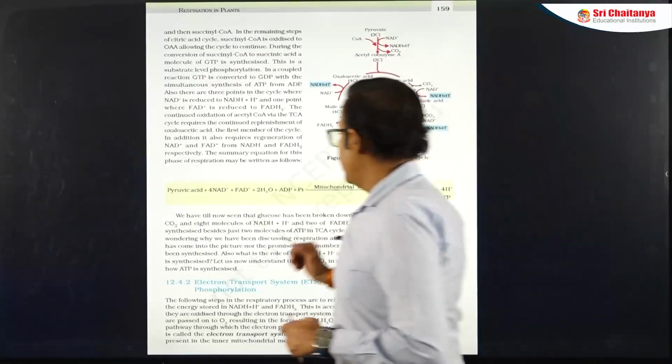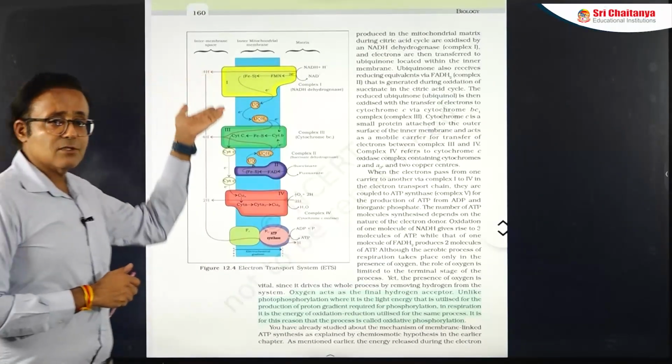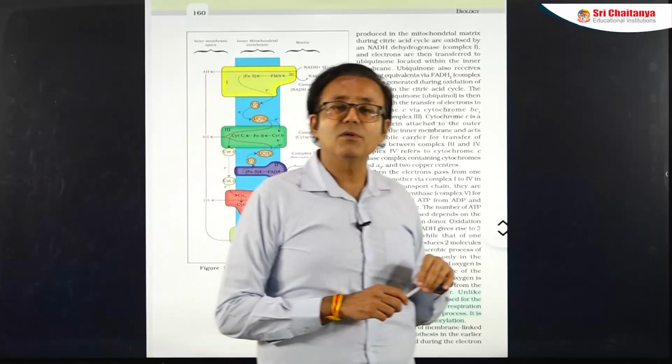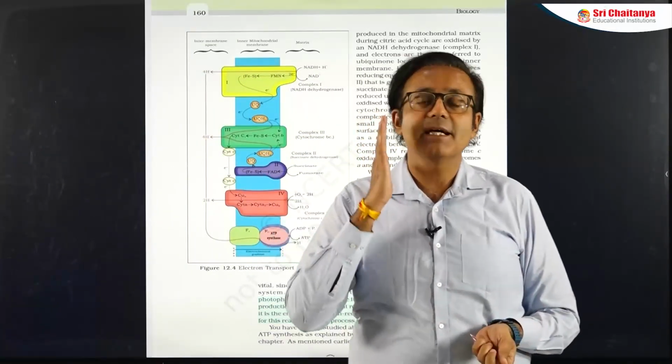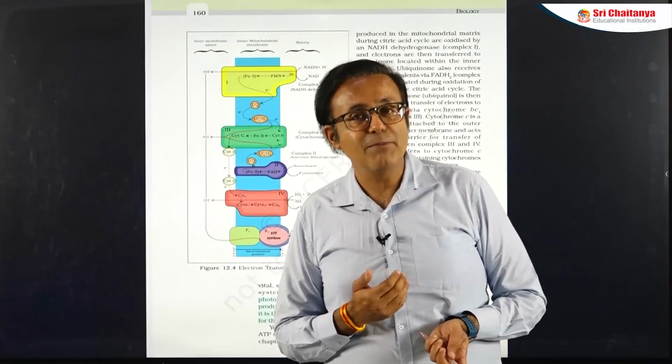Then we have the next and the last step of respiration, which we call ETS, or Electron Transport System. This is the last step of aerobic respiration, students. This is also known as terminal oxidation. You might know about it.